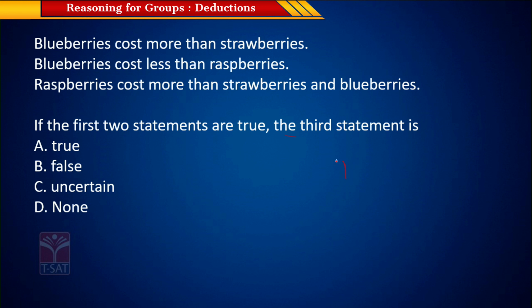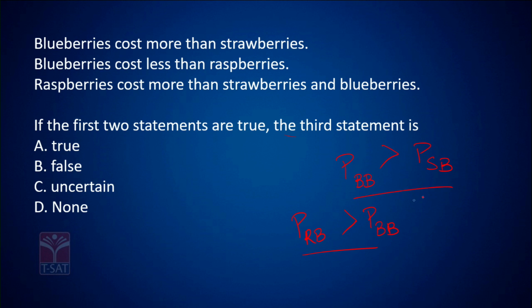You know that the price of blueberries is more than the price of strawberries. And the second statement says the price of blueberries is less than the price of raspberries. So looking at this, we can say that the price of raspberries is greater than the price of blueberries, which is greater than the price of strawberries. So definitely raspberries are the costliest and they cost more than strawberries and blueberries. So the third statement is true if the first two statements are also true.